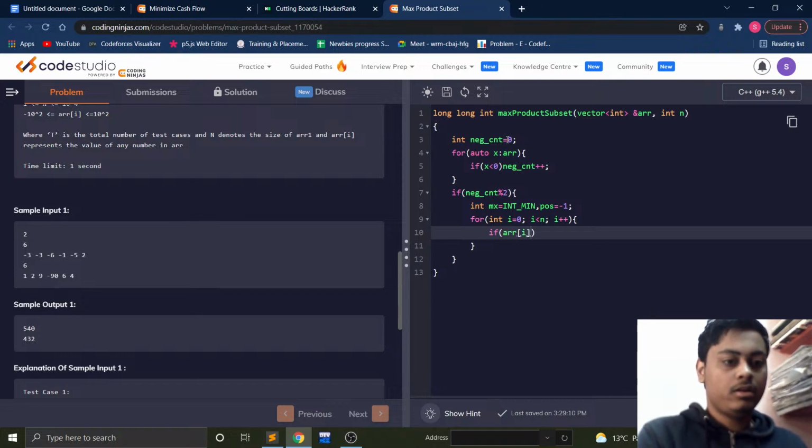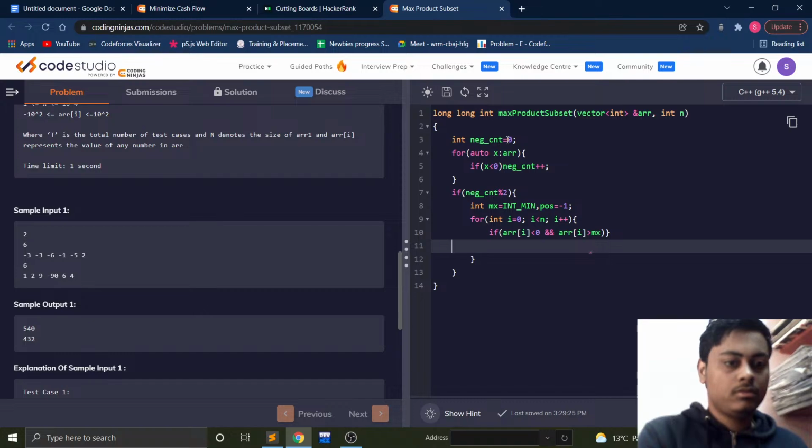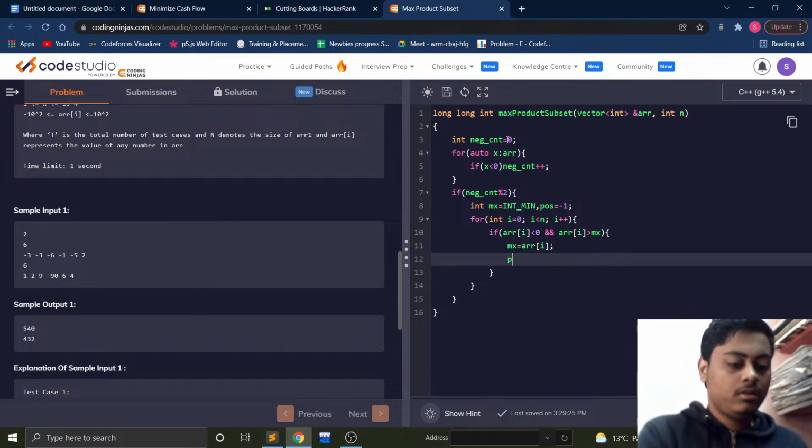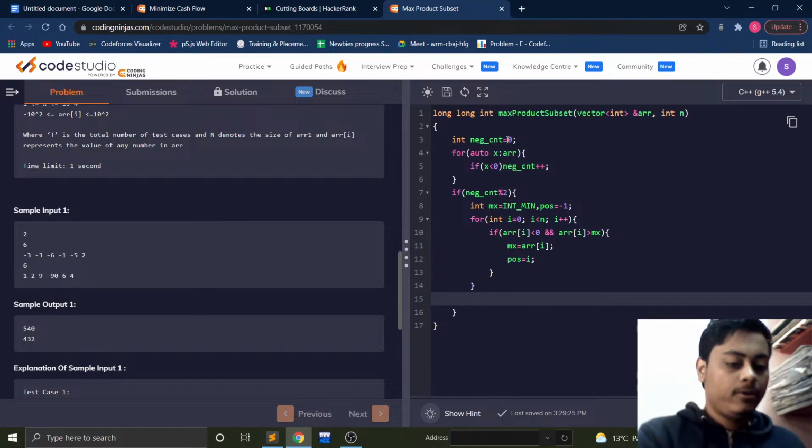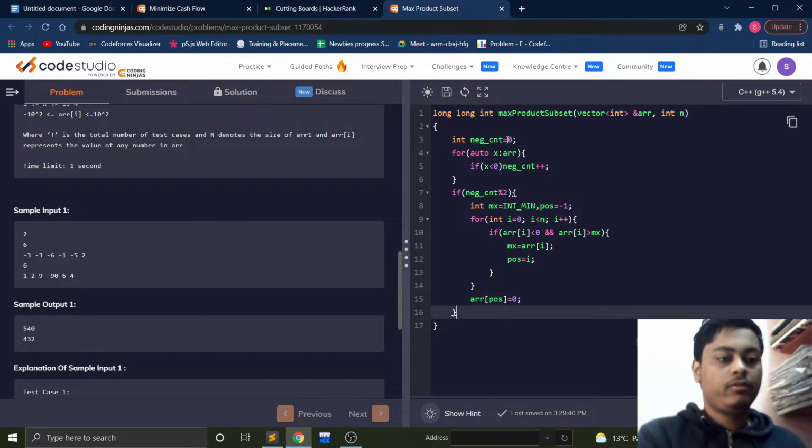If the value here is negative and the value here is greater than max, I'll do max is equal to array I and pos equal to I. Finally, after the for loop, I'll do array at pos equal to 0. Fine.